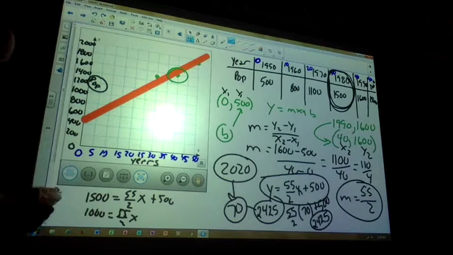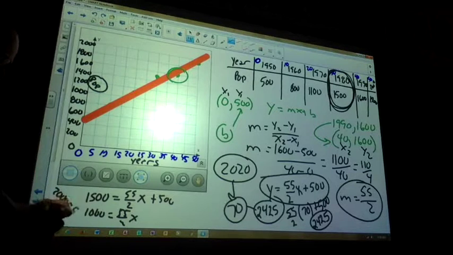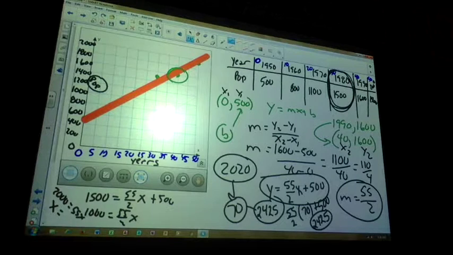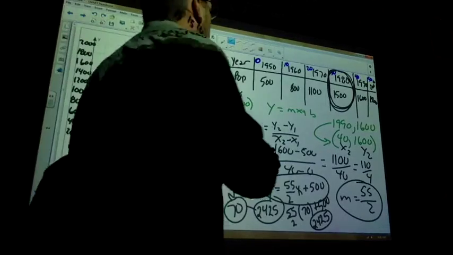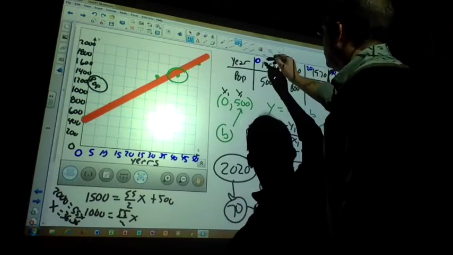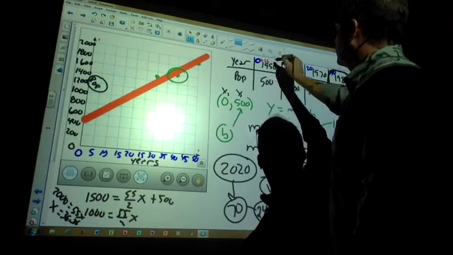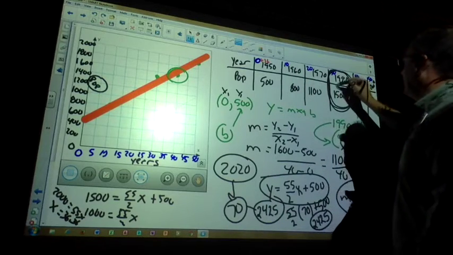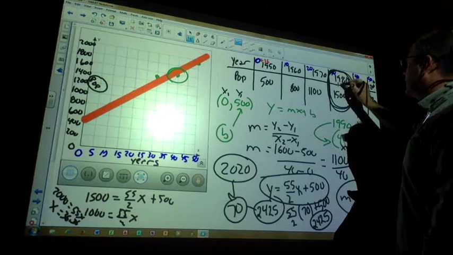Multiply by 2, so I get 2,000 equals 55x. So if I go 2,000 divided by 55, what do I get? 36.36. So at 36 years after 1950, I add 36 years to get to here. 36 years, that's like 1986.